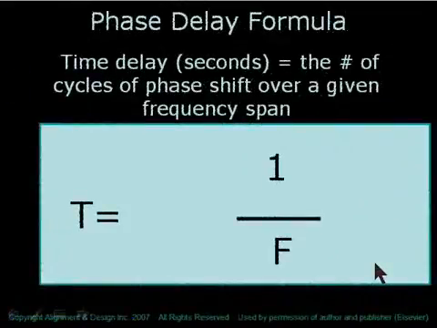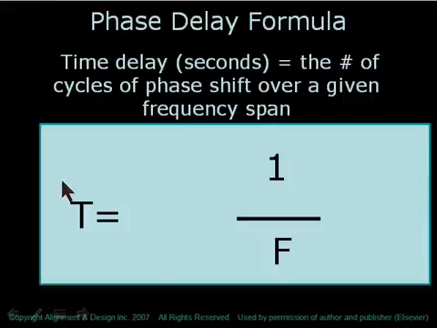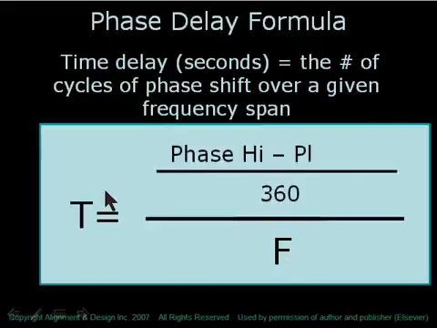We will apply this phase slope information to the age-old audio formula time equals 1 over frequency, otherwise known as T equals 1 over F. The 1 in this formula will be replaced with the change in phase over 360, which gives us the number of wavelengths of delay over frequency.